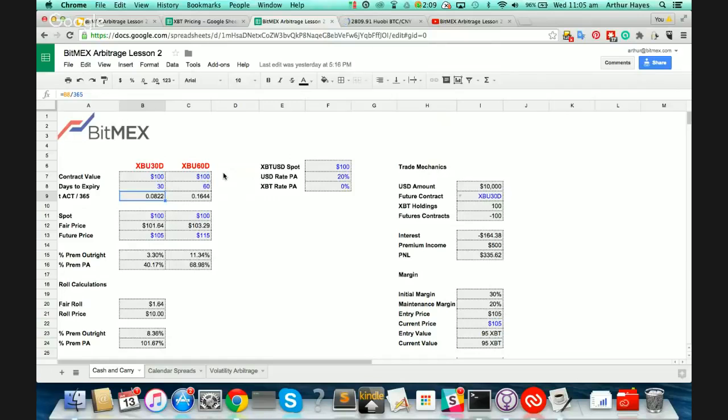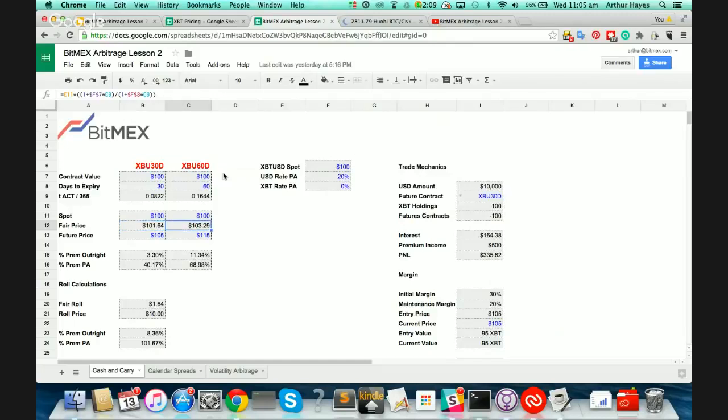And here is our time value. So we take the number of days divided by 365. Let's assume that the spot price is $100. And the first thing that we need to compute is the fair price of our futures contract. Now we'll go over here to this tab. And let's assume that our per annum borrowing rate for US dollars is 20%. And Bitcoin has no value in terms of lending or borrowing. Now, using the covered interest rate parity formula, which we discussed in lesson 1, you just do F2, you'll see the formula here. We'll compute the fair price of each futures contract.